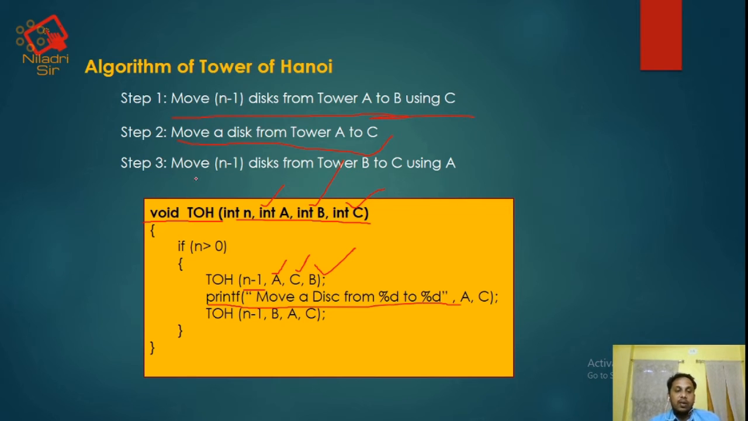So after that, what will we do? Move n minus 1 disks from tower B to C. So for the n minus 1 disks, the source is B, the destination is C, and using is A. As you can see, this is how we can recursively call the Tower of Hanoi algorithm.